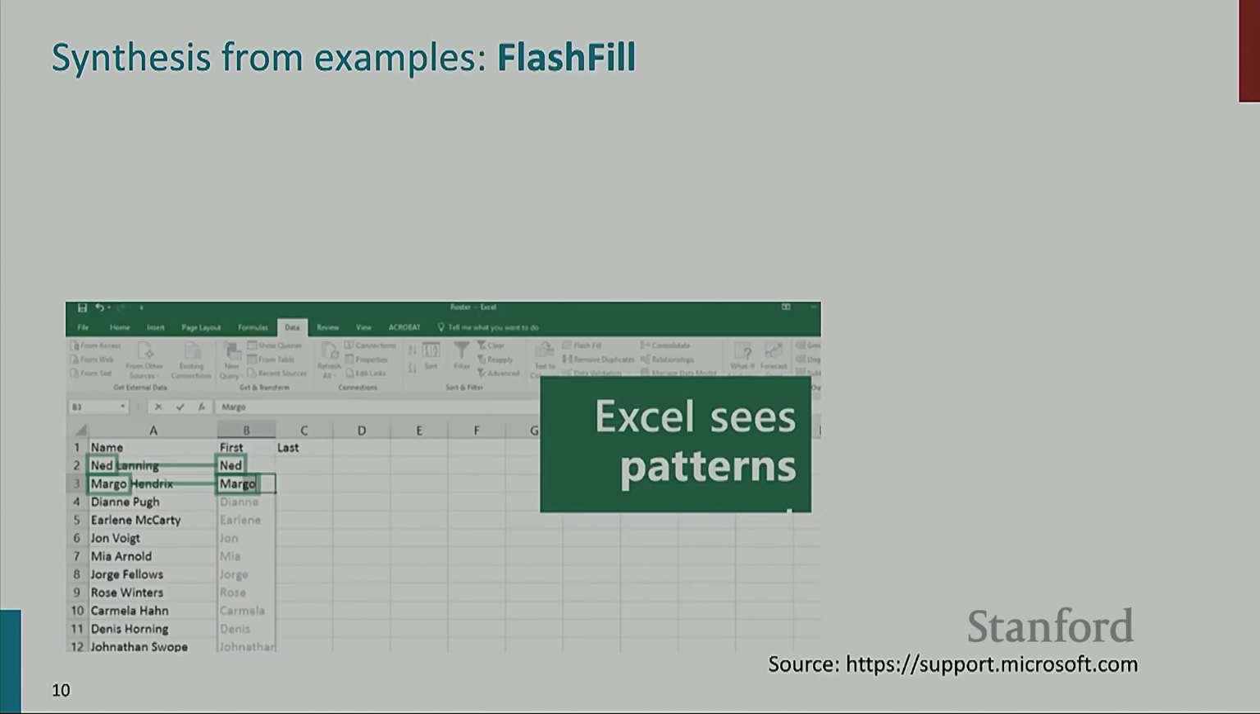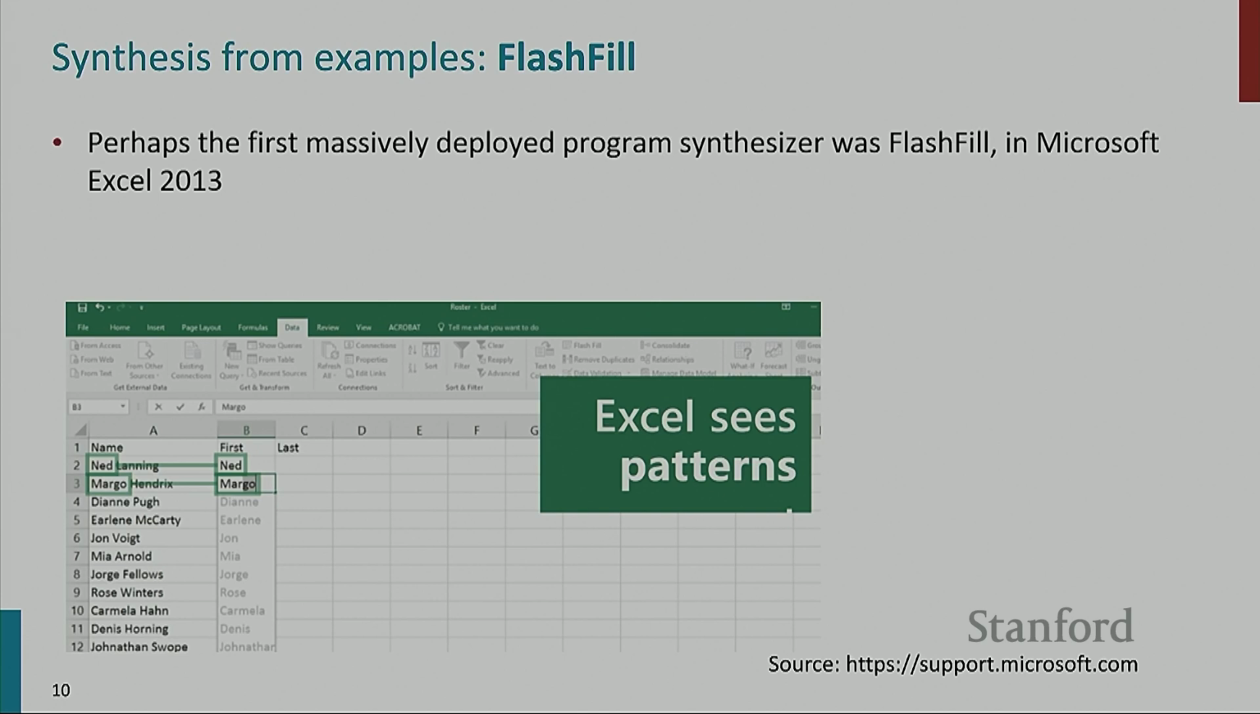But of course, this is a kind of an adversarial output. And synthesis by example was actually massively used in the last decade because of this feature in Excel called Flash Fill, which was released in 2013, and it was, for a while, one of the hottest things to have happened to Microsoft Excel.